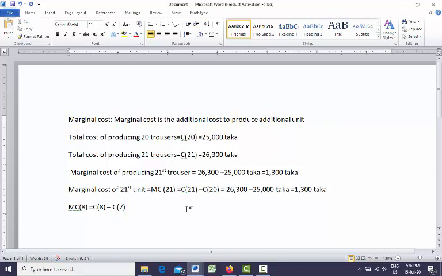Similarly again, if you want to find the marginal cost of producing, for example, the 45th unit, you need to find the total cost of producing 45 units, and then deduct the total cost of producing 44 units. So these are the formulas to calculate marginal cost, right?